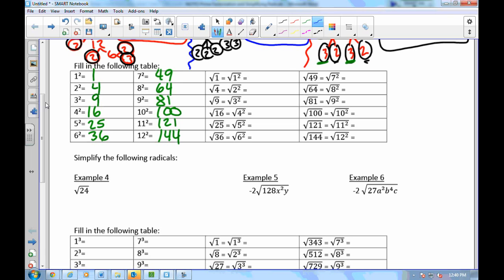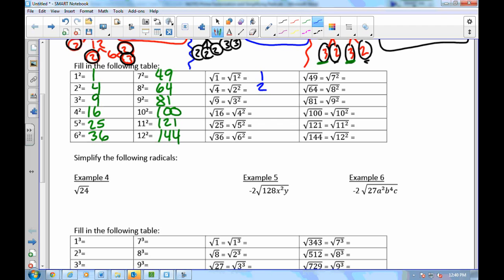Okay. Well, squaring has an inverse. To undo squaring, which makes it larger, we use the square root, and it brings it back down. So the square root of 1 is 1, because 1 times 1 is 1. We have a pair. The square root of 4 is 2, because 2 times 2.